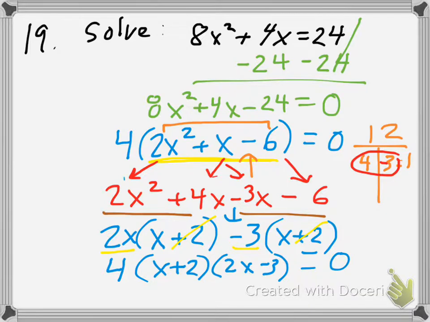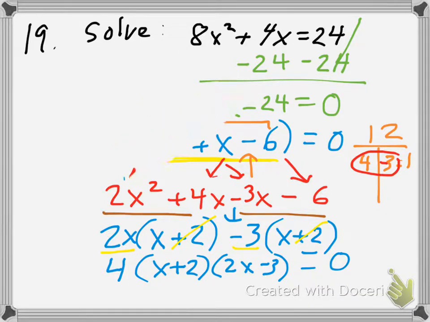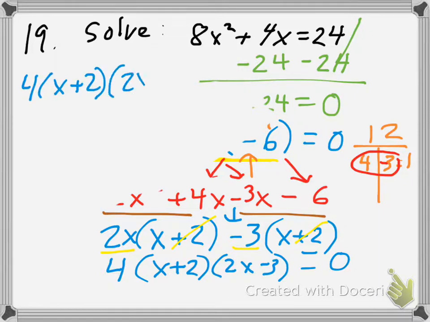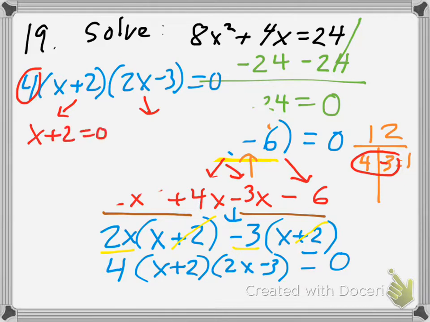So I'm going to erase a little bit of work here, maybe on the side. So once I have my two factors, let me rewrite. I have 4 times x plus 2, and then 2x minus 3 equals 0. So from here, we use the zero product property, and we set each factor equal to 0. You can ignore the 4 in front because it doesn't have a variable attached. So I set x plus 2 equal to 0, and I set 2x minus 3 equal to 0. So for the first equation, subtract 2 from both sides, inverse operations. So my first solution is negative 2.